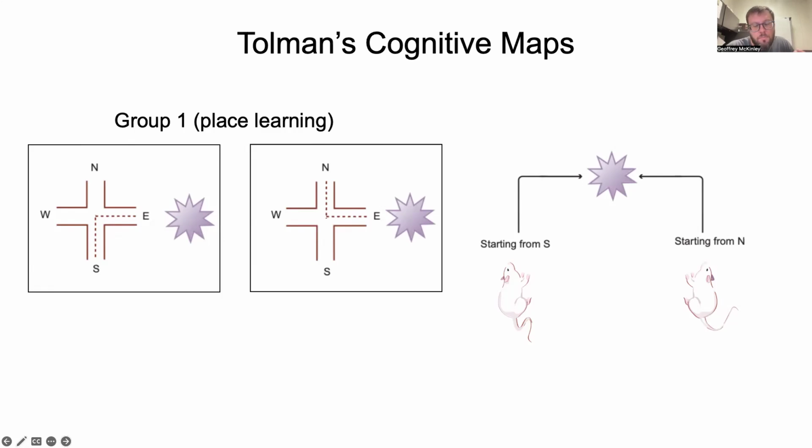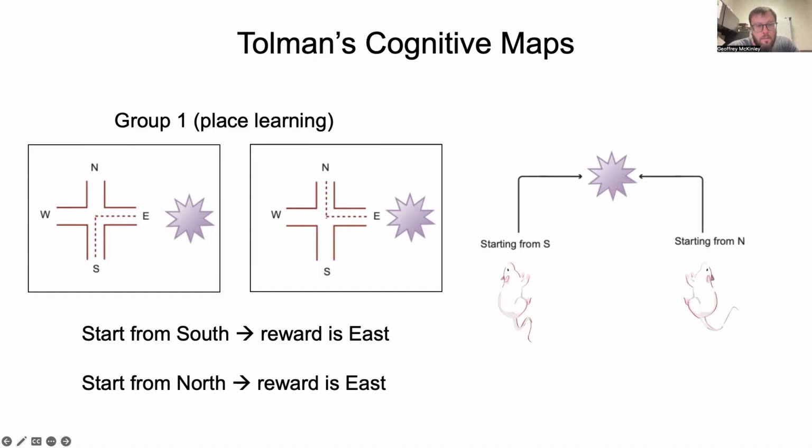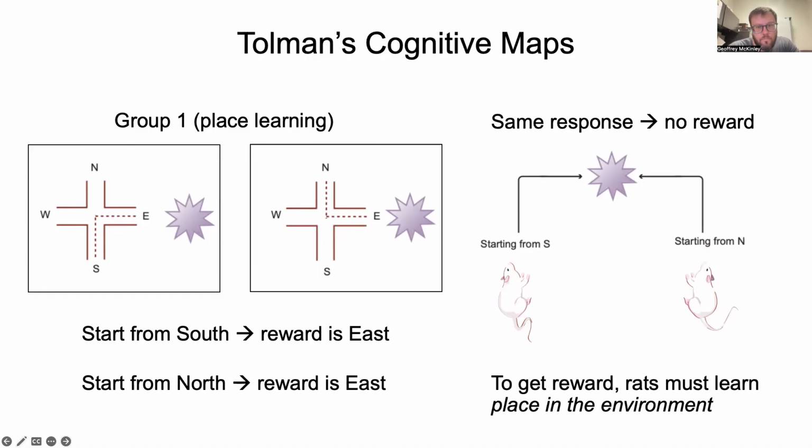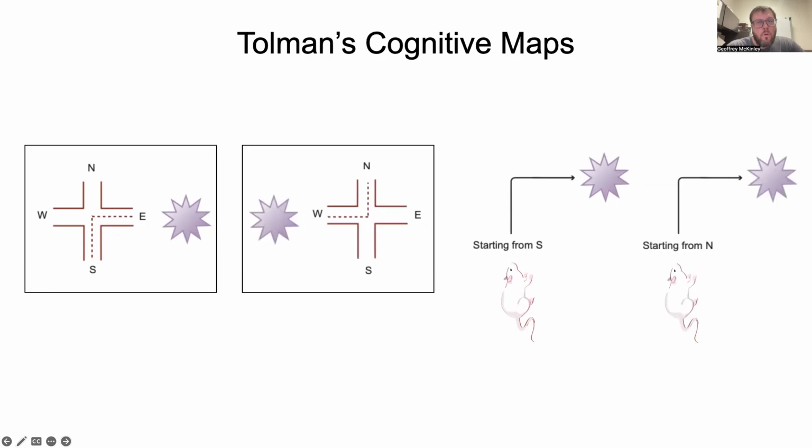So if they do the same response, if they go left or right on every single trial, they're only going to get the reward on about half of the trials. And so, to get the reward, the rats must learn the place in the environment. And that's why it's called place learning, right? If they merely repeated the same response, they would only succeed in reaching the food or reward on half of the trials. Now we can contrast this with what's called response learning.